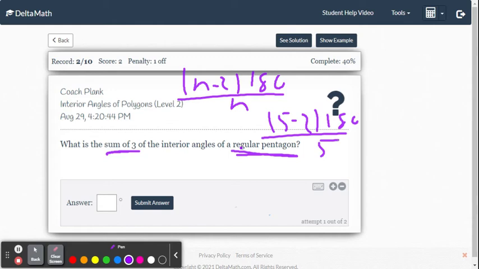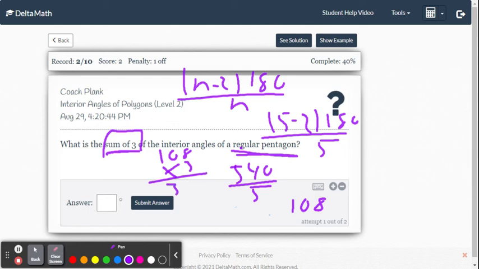Well, we've done lots of pentagons in class, right? So 3 times 180 we know is 540. So it's going to be 540 degrees divided by 5, and that's going to come out to be 108. But do not enter that into DeltaMath. You'll get it wrong because it wants the sum of 3 of them. So we're going to go 108 and multiply it by 3 angles. And that gives us 324 degrees. And that's what we're going to enter into DeltaMath: 324.